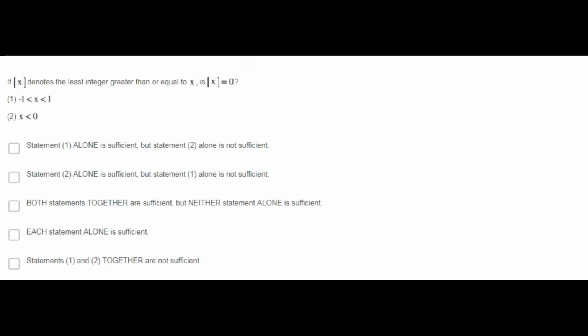x between two lines denotes the least integer greater than or equal to x. Is x between two lines equal to 0? So from the question stem, we know that x between two lines is equal to the least integer greater than or equal to x.